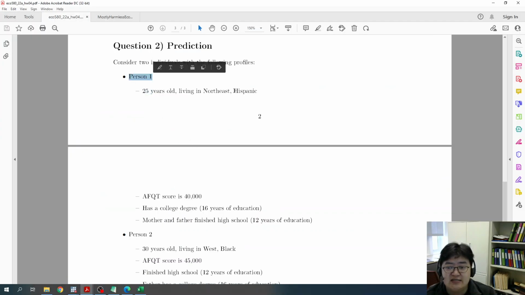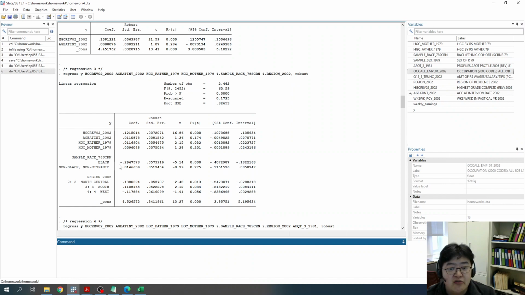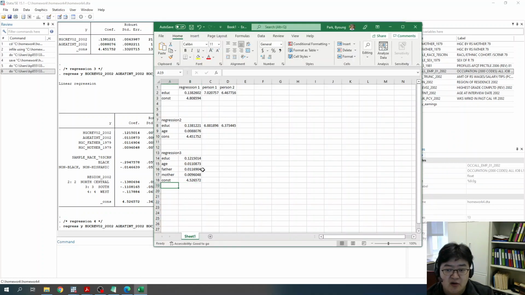Person 1 is Hispanic Northeast. That means the person 1 here, Hispanic is dropped, which means Hispanic is the reference group, automatically dropped. So that means Hispanic group is 0. So I will put it this way, race and region. Hispanic is dropped, so there is no change due to the race for person 1.